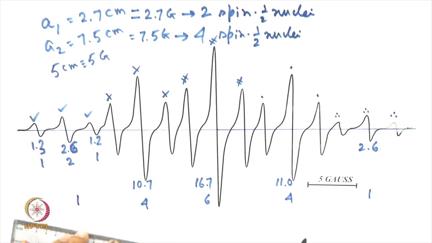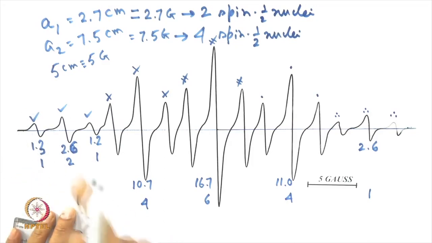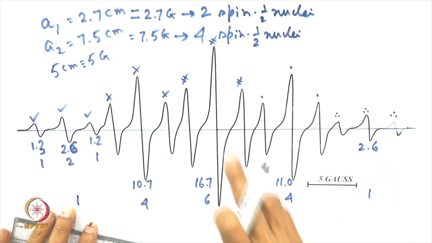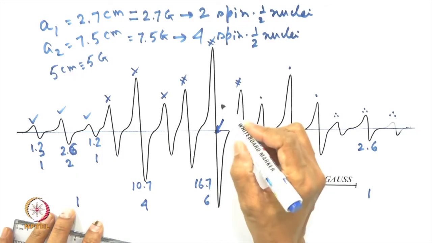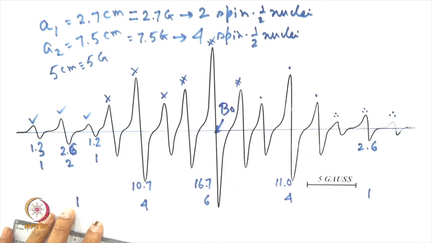Again, what will the g value? That will be the center of the spectrum. For this one, there are an odd number of lines. So this is the center of the spectrum. So this gives nu-zero, which can give the g value.